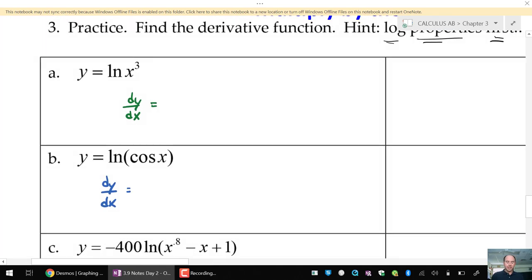The function is natural log of x cubed. I'm going to use a log property here and call that 3 times the natural log of x, just like that. dy/dx will be 3 times the derivative of ln x, which is 1 over x, the reciprocal. And then if I go times 1, which is the derivative of my argument, it doesn't really matter. I'm going to end up with a 3 over x in the end. So the derivative is 3 over x. That's my answer.